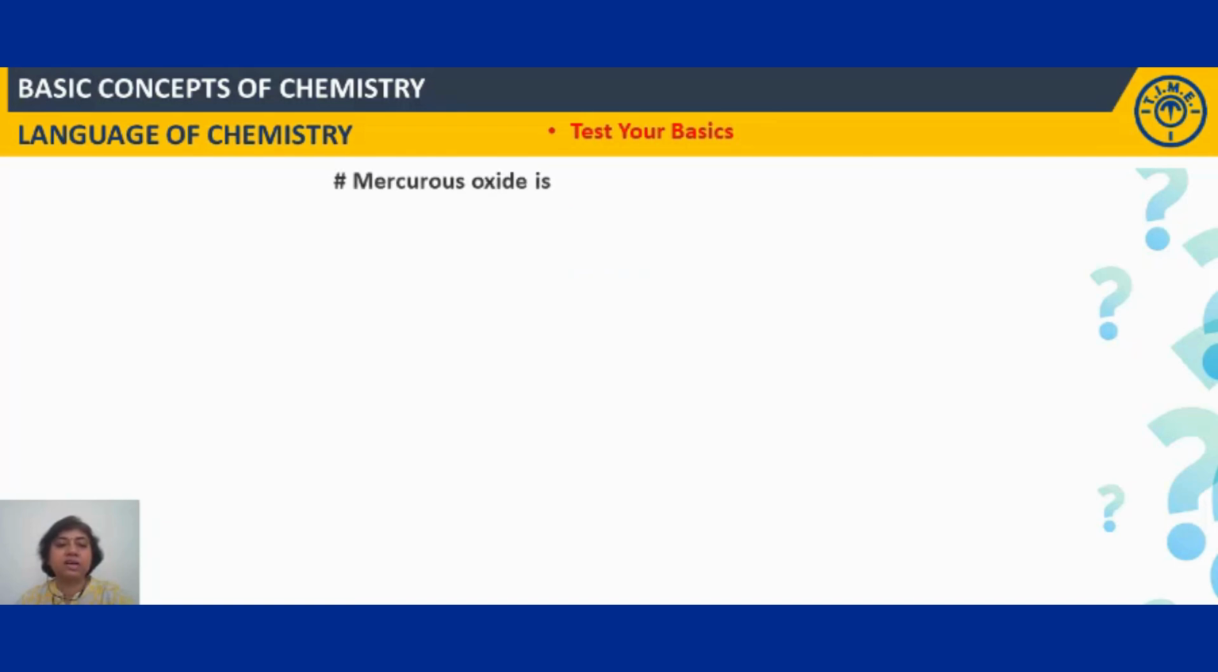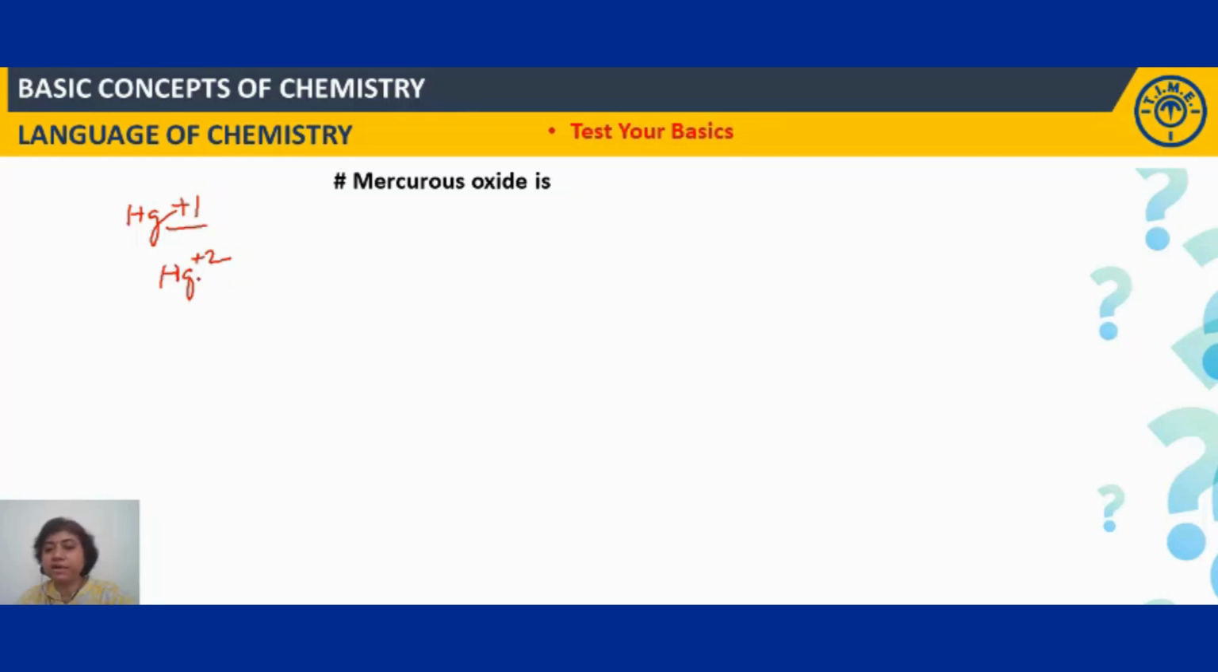See the next question. Mercurous oxide is... I will not give you the option. First you will write its formula. Again variable valency. What is the formula? Symbol of mercury? Symbol is Hg, hydrargyrum. Now it can have 2 different valencies. One is plus 1, another one is Hg plus 2, right? So if it is mercurous, as the suffix is related to lower valency, already discussed, so plus 1.